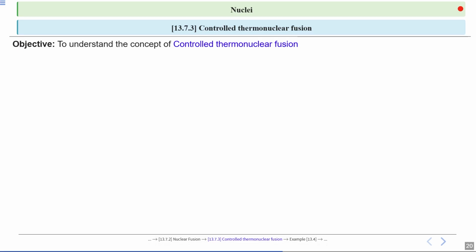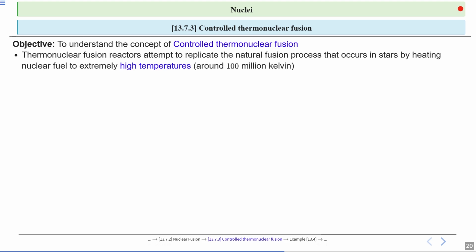Now let's see controlled thermonuclear fusion. This is a process where we try to harness the same kind of nuclear reactions that power the sun, but in a controlled way here on Earth. Let's examine how thermonuclear fusion reactors work. They try to copy the fusion process that happens naturally in stars by heating nuclear fuel to extremely high temperatures, about 100 million Kelvin. To give you an idea, that's much hotter than the core of the sun and far beyond anything we experience on Earth.